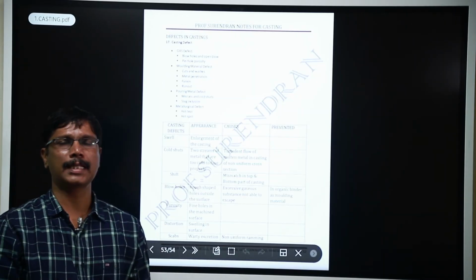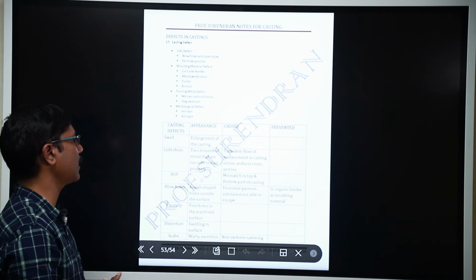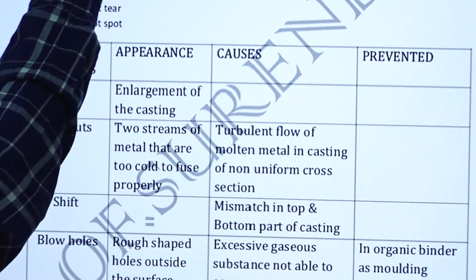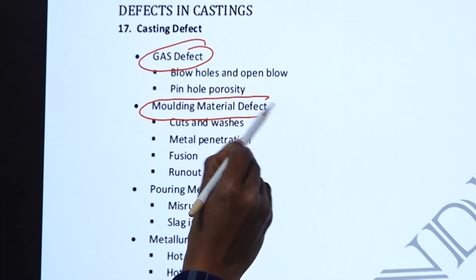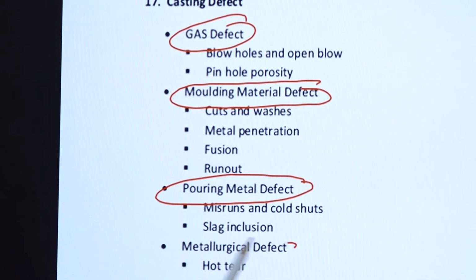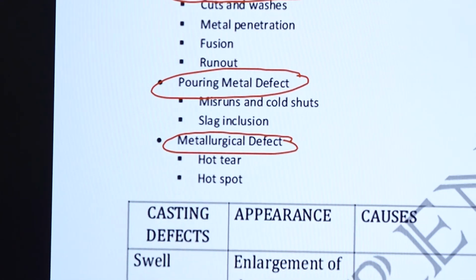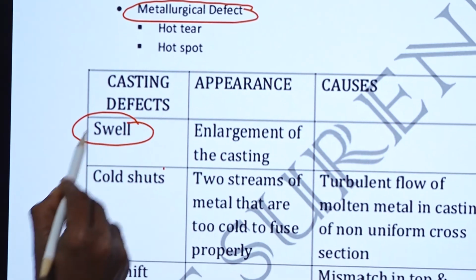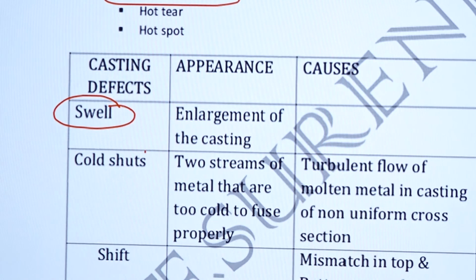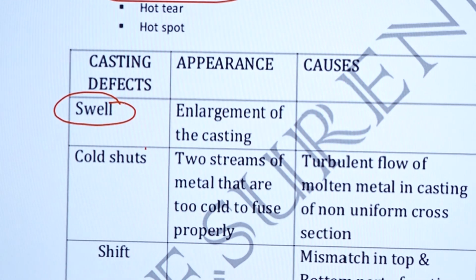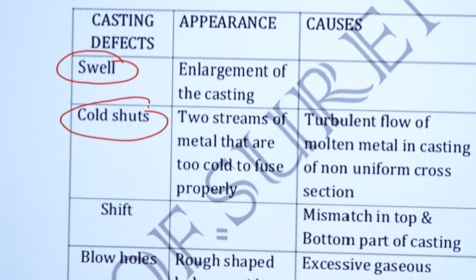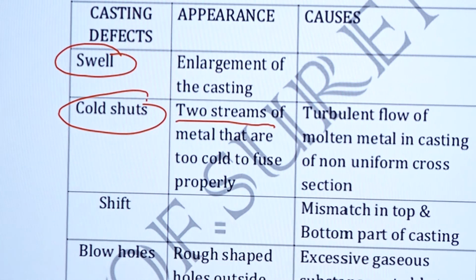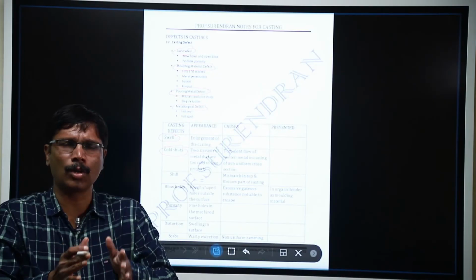The next topic is casting defects. In casting defects, the famous defects we can observe may be gas defects, molding material defects, pouring metal defects, or metallurgical defects. So we have to know this: a swell is formed due to the enlargement of the casting, and a cold shut is formed because of turbulence. Two streams of metal are too cold to fuse.